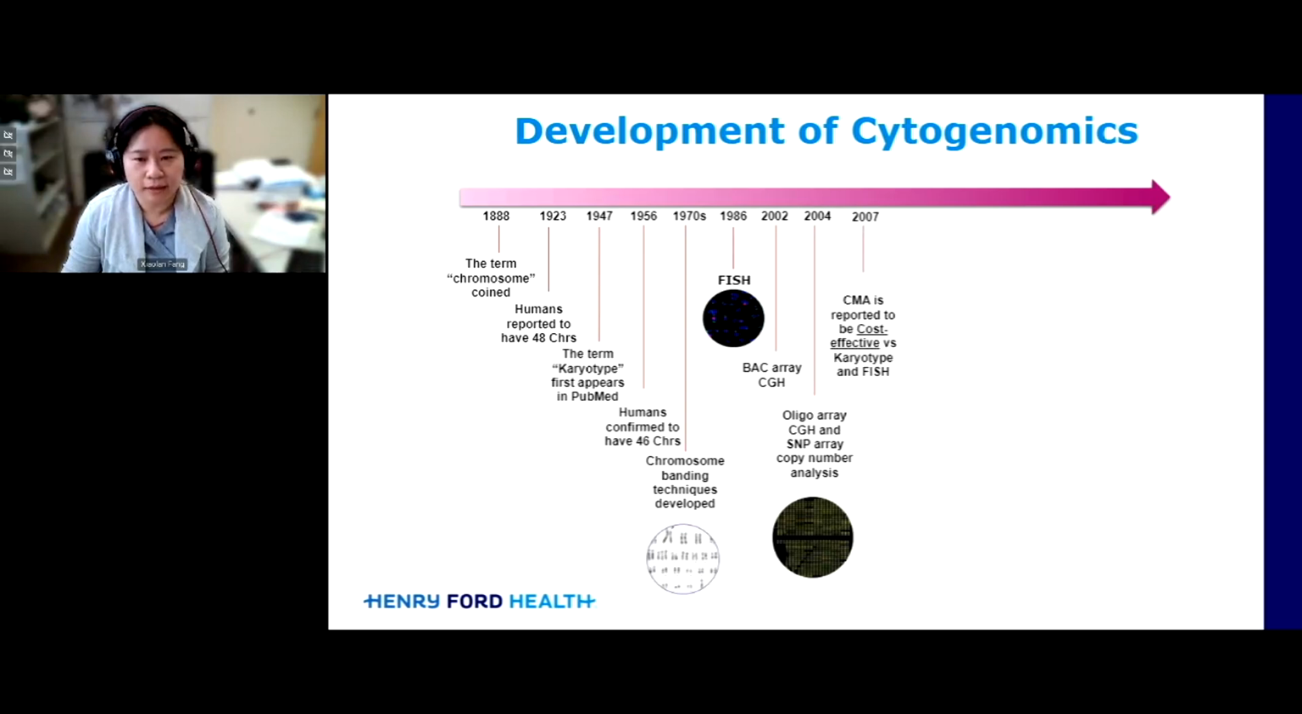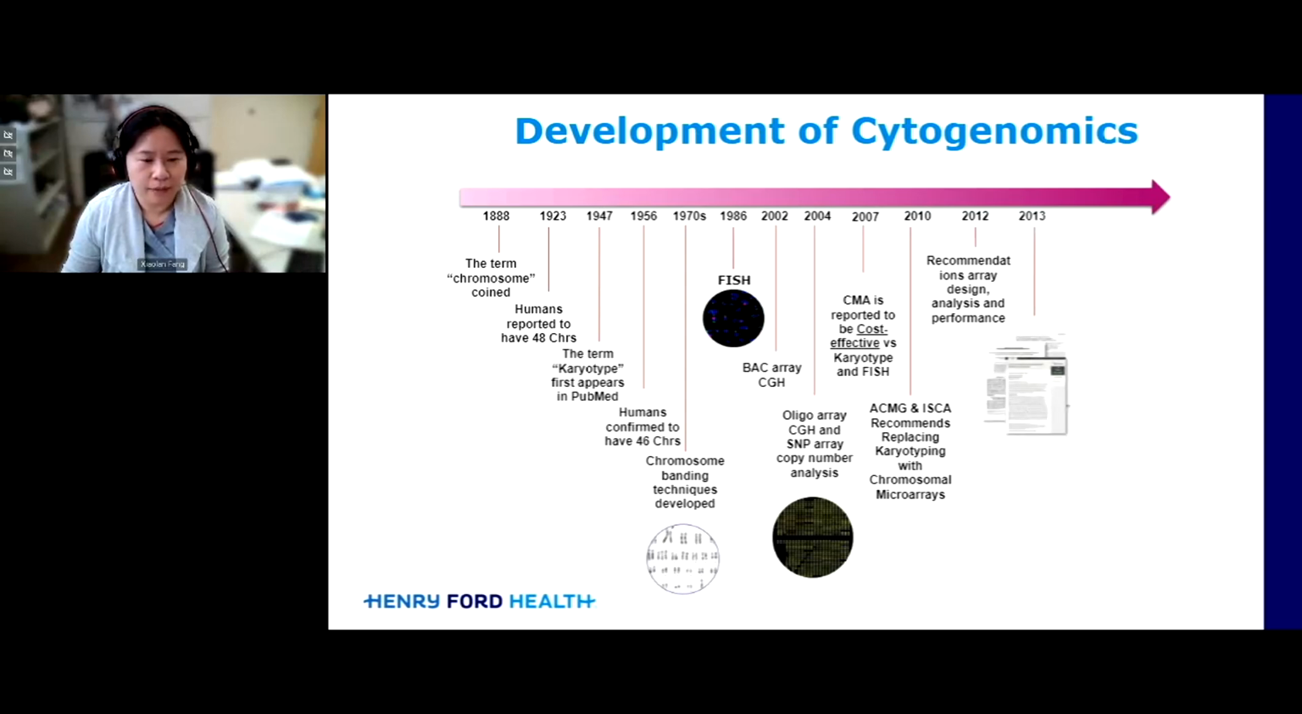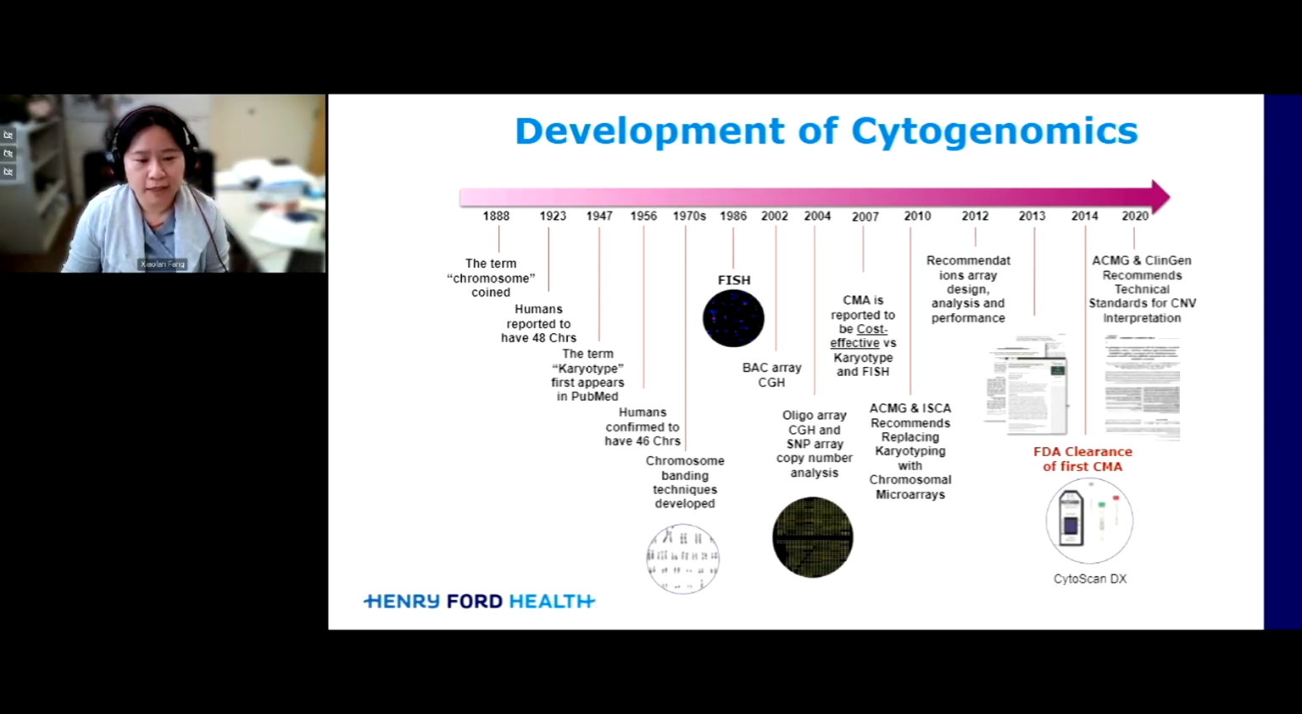In 2007, CMA, or chromosomal microarray analysis, was reported to be cost-effective compared to karyotype and FISH. And then in 2010, ACMG and ICA recommended replacing karyotype with chromosomal microarrays, followed by the recommendation on array design, analysis, and performance in 2012. And in 2014, after multiple publications in 2013, CytoScan Dx was cleared by the FDA for usage in diagnosis of patients with developmental delay, intellectual disability, and congenital anomalies. And in 2020, ACMG and ClinGen published the recommendations for the technical standards for interpretation of CNVs.